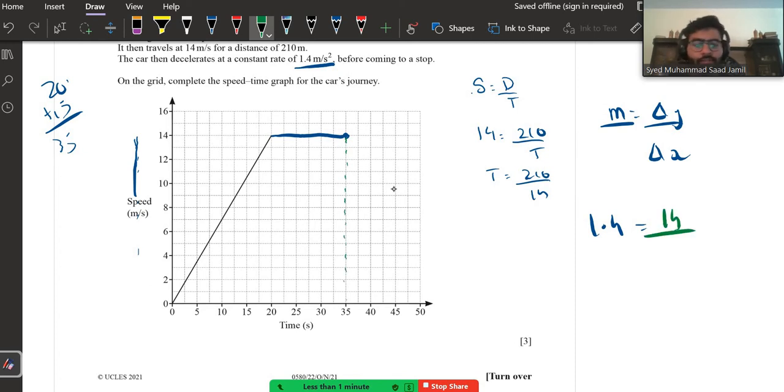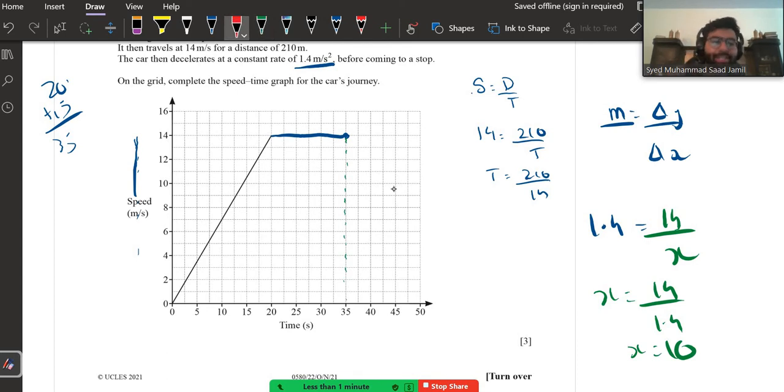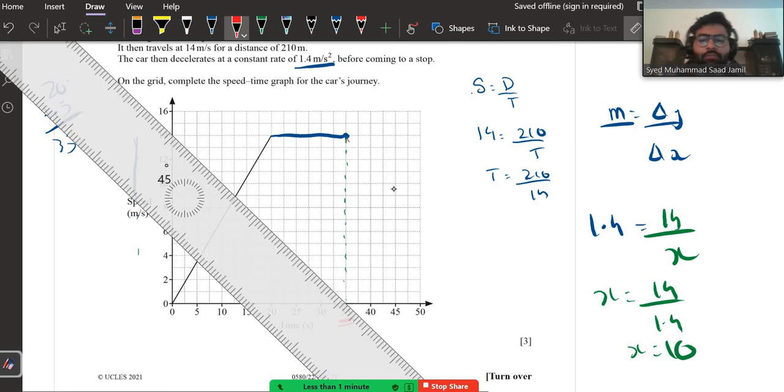Change in x, we don't know. So x is equal to 14 divided by 1.4, x is equal to 10. Alright. So basically, within the next 10 seconds, the car reaches the speed of 0. So you're already standing at 35 and you will reach till 45. So you will make a, let me use my scale. For some reason my touch screen isn't working, and now it will.